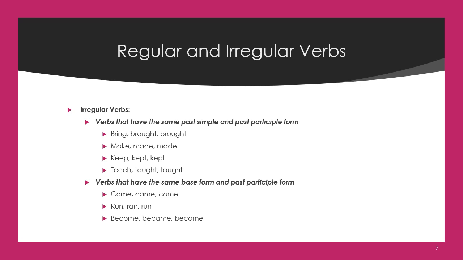So whenever we have irregular verbs, there will be some irregularity involved. Either it could be that all the three verb forms are the same, or it could be that the first and the last form are the same, or it also could be that the last two forms are the same, but the first form is different. Also, we may have the next category of irregular verbs.